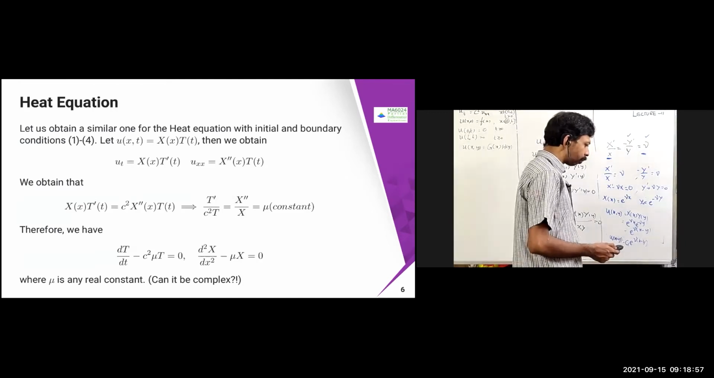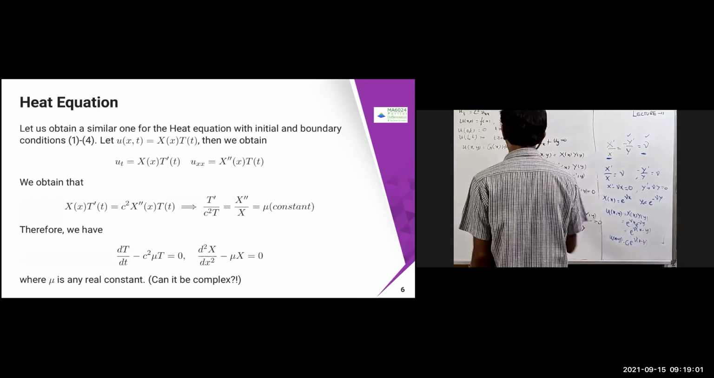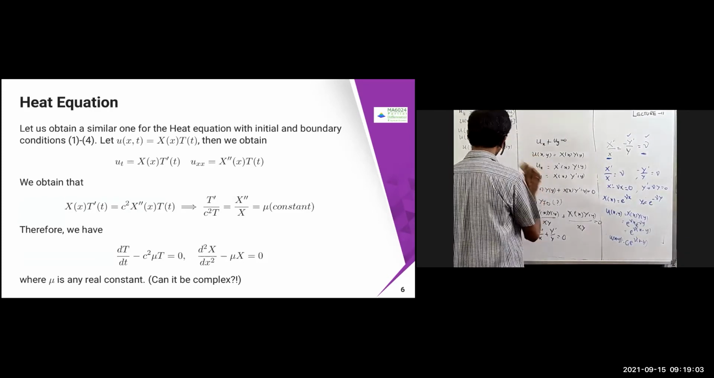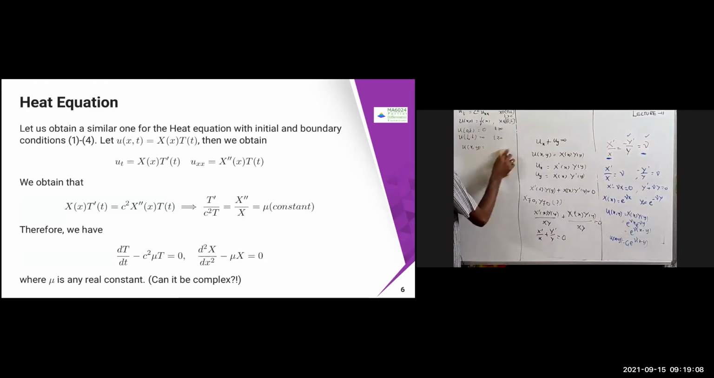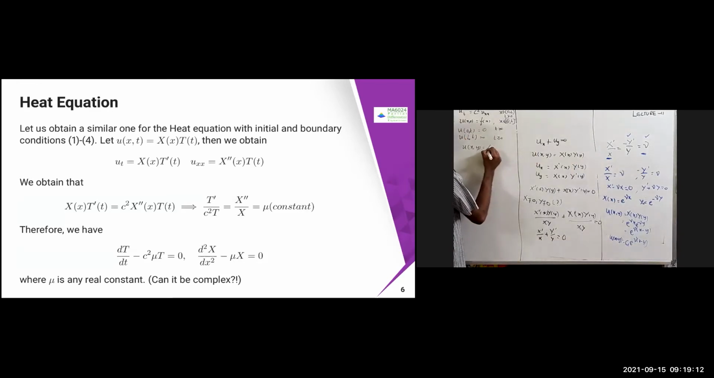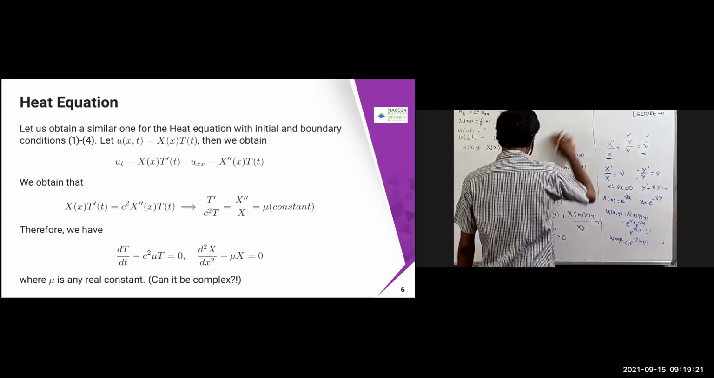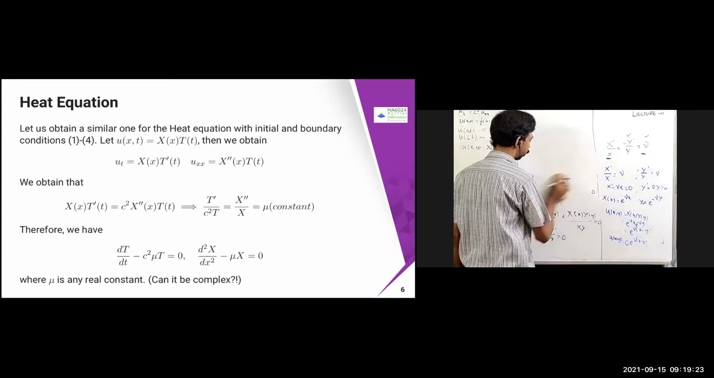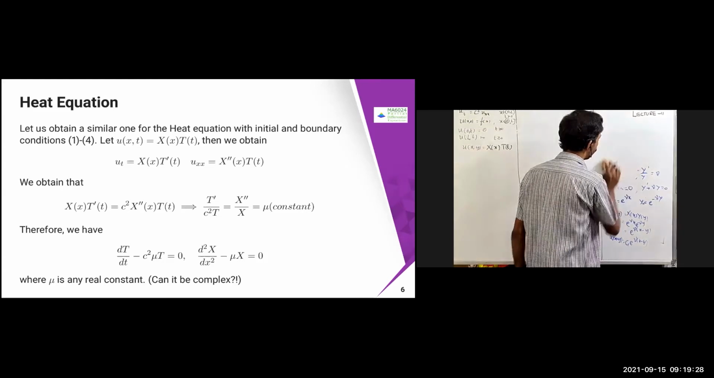Okay. Now let us come to our heat equation problem. Same thing I'm going to apply. This is the underlying idea. I'm just going to assume here u of x comma t equal to x of x into t of t. Let us solve this problem the same way. I'll repeat the same thing for all three problems almost.